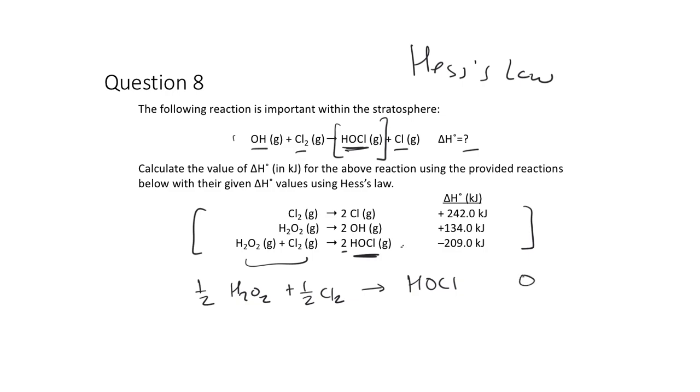Then my delta H for this reaction will be 1/2 times the negative 209 value provided in the problem. So I cut the coefficients in the reaction by half, I got to cut the delta H of that reaction by half. Okay, well, that's just one of the reactions I need to use here to add up to my desired reaction.